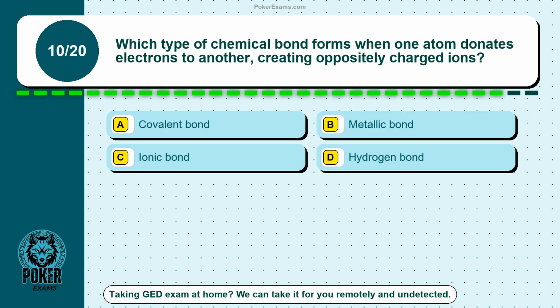Question 10. Which type of chemical bond forms when one atom donates electrons to another, creating oppositely charged ions? Option A. Covalent bond. Option B. Metallic bond. Option C. Ionic bond. Option D. Hydrogen bond.